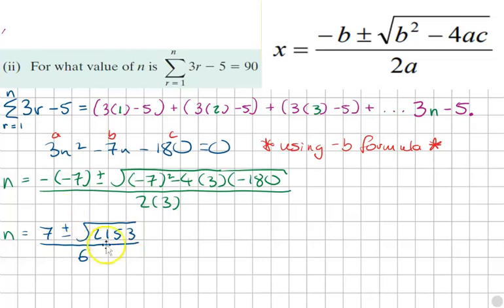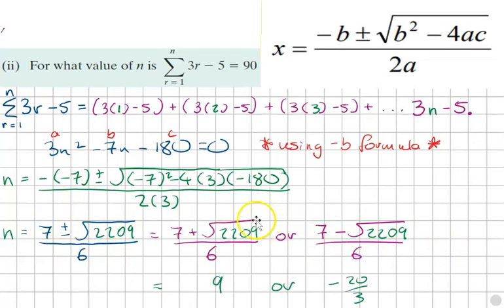So then we're going to break this down into two parts, one with a plus, one with a minus. And with a plus, you end up getting 9. With a minus, you end up getting minus 20 over 3. So just like the same answers we got when we factorized. So it's up to you which method you want to use. As I said, in this particular example, minus b is a little bit quicker, but not always.